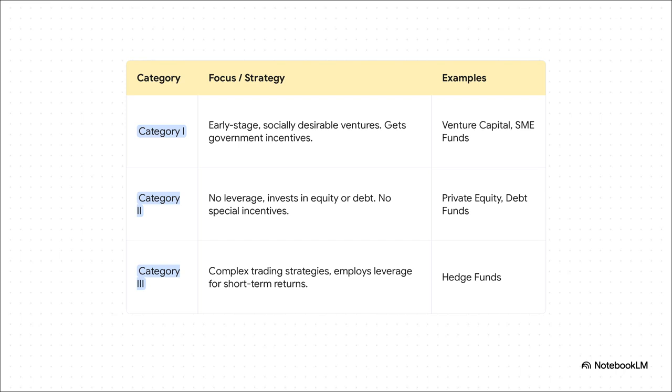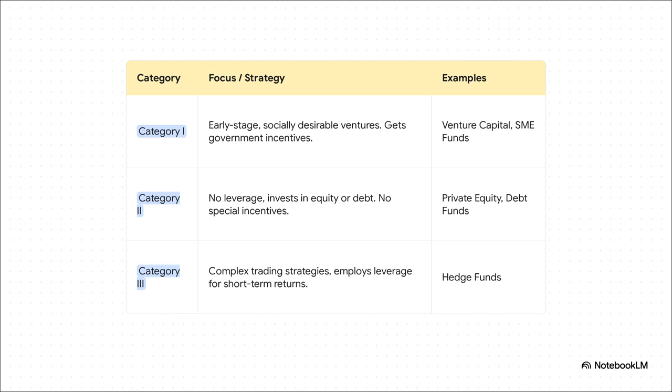Let's break it down. First, you've got Category I. Think of these as the funds that are good for the economy. They're backing startups, SMEs, social projects. The government likes these, so they often get special incentives. Then there's Category II. This is kind of the bread and butter category.